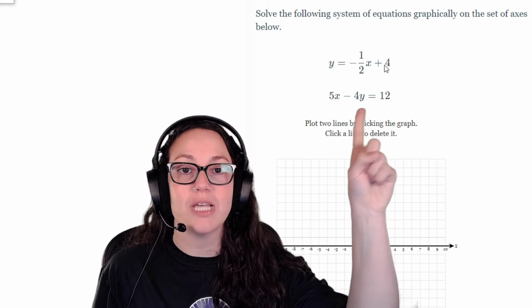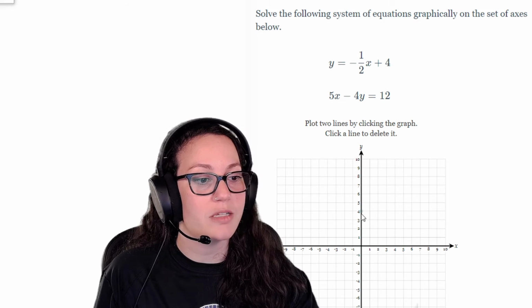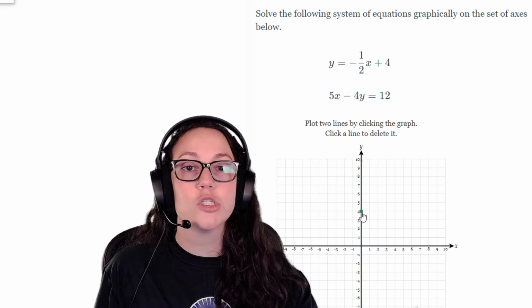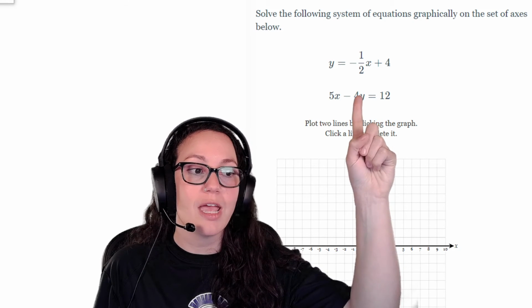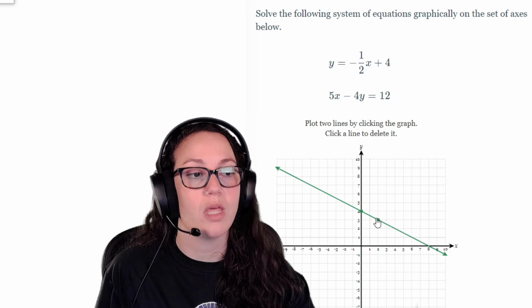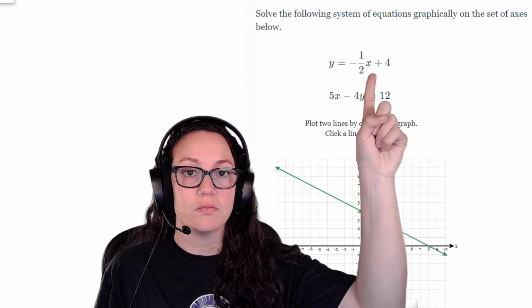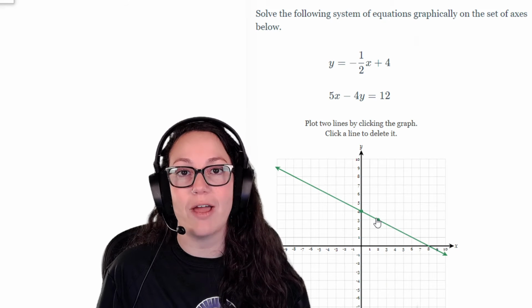My y-intercept is positive 4. So here is positive 4. And then the slope says negative 1/2. So I'm going to go down 1 and to the right 2. Down 1, to the right 2. So that's my first line from this equation. It's already in slope-intercept form, so it's nice and easy to graph.